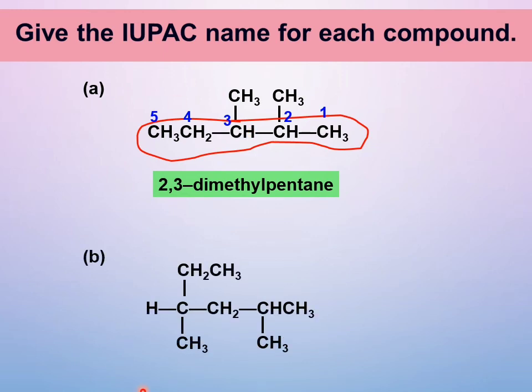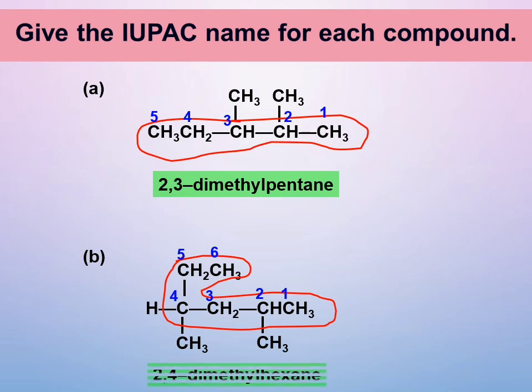Structure B: let's find the longest carbon chain. The longest carbon chain will be 1, 2, 3, 4, 5, 6. Next, give the numbering to the parent. Where should we start? If we start from here, my substituents will be on carbons 3 and 5. So I should start from this end, which gives my substituents the lower set, 2 and 4. I have two methyl substituents, so it will be 2,4-dimethylhexane.